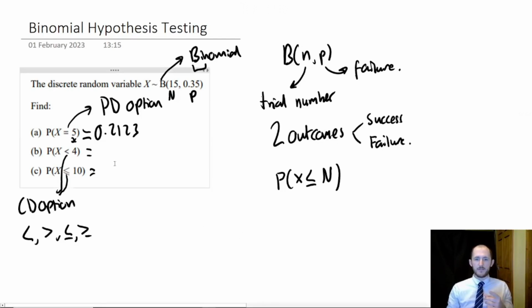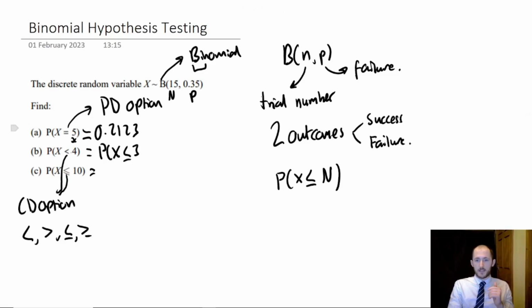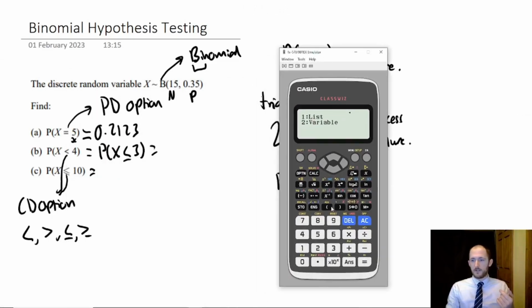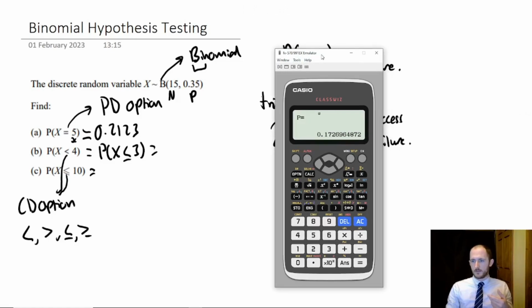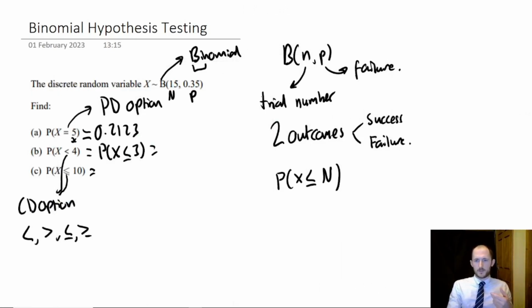So when we have x is less than 4, we actually have to work out in our calculator x is less than equal to 3, because less than 4 is less than equal to 3. So when I go to variable now, x is not going to be 4, it's going to be 3. And everything else stays the same, so I can press equals twice, and I get 0.1727. Oh, that was tricky for some reason.